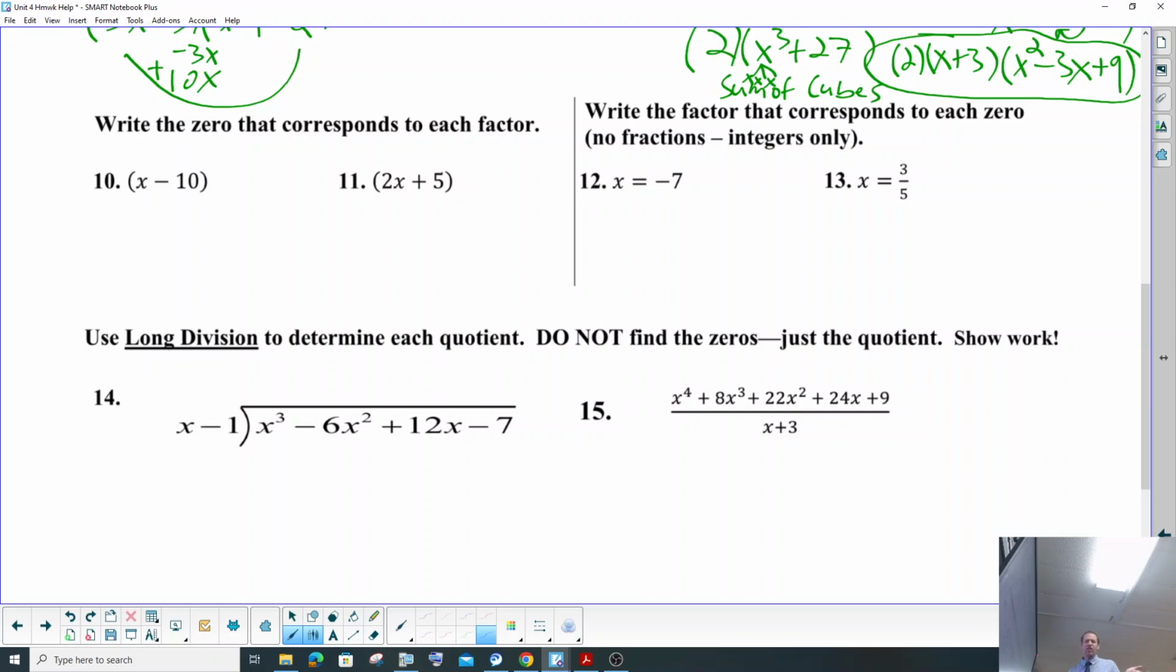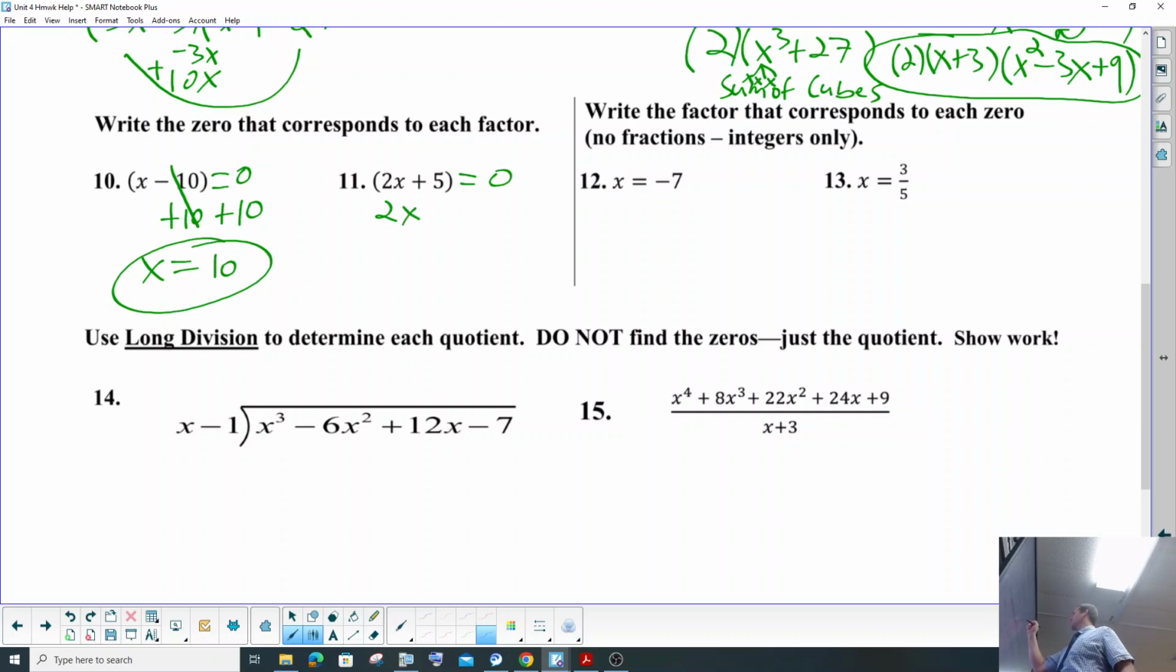So these ones are actually not as difficult as you think. They just give you the factor, and they want you to come up with the 0. All you do is set them equal to 0. So we just add 10 to the other side. And then this one we have 2x plus 5 equals 0, so we just minus 5 to the other side. So we got 2x equals negative 5.